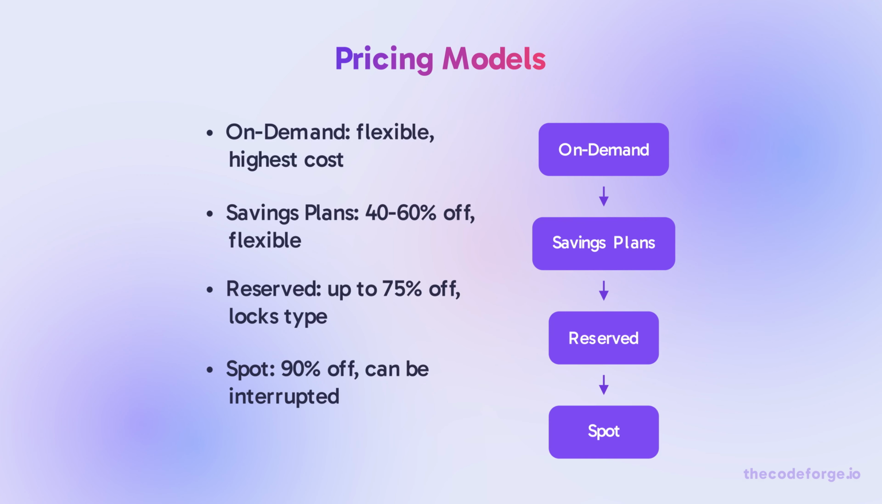Elastic Compute Cloud pricing is a decision matrix. On-demand is pay-as-you-go, no commitment. Savings plans give you a discount in exchange for an hourly spend commitment, and they're flexible across families. Reserved instances lock you into a specific type and AZ for 1-3 years. Spot instances are spare capacity at up to 90% off, but they can be terminated with a 2-minute warning.